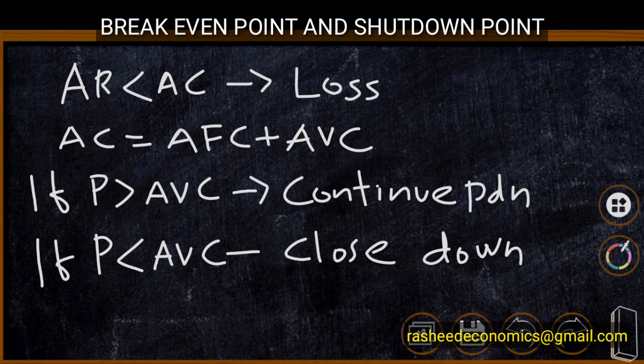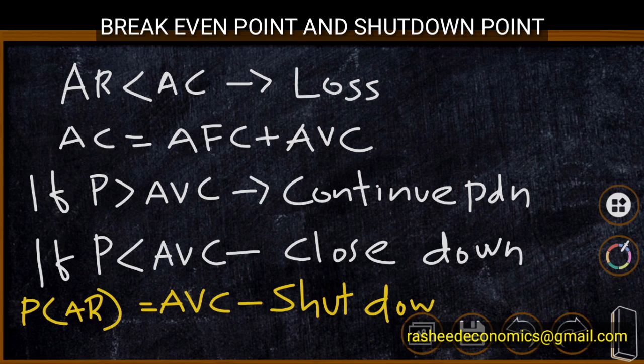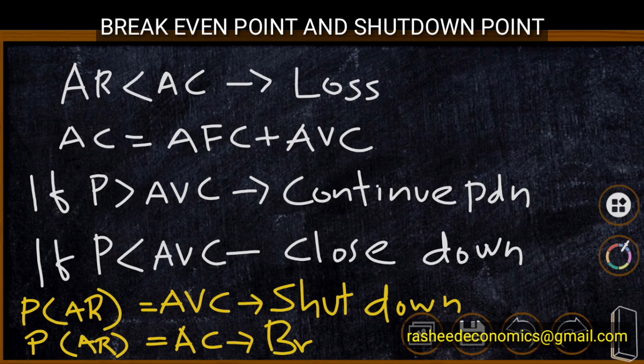That means if price is less than average variable cost, the firm will not operate. Thus we can say that if price or average revenue is equal to average variable cost, the firm will shut down. This is the point of shutdown. And if price is equal to average revenue, and average revenue is equal to average cost, that is, the total cost of the firm will be covered with total revenue, and in such a situation the firm is break even.